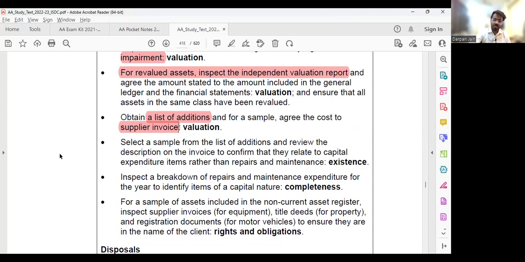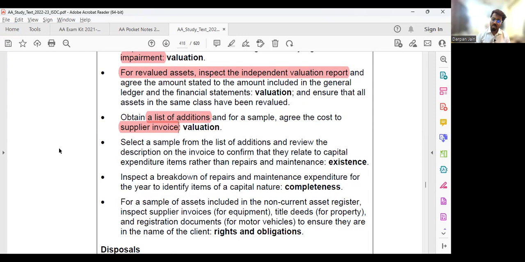Next, select a sample from the list of additions and review the description to confirm that they relate to capital expenditure and not repairs and maintenance. The additions to fixed assets which were made during the year, select a sample of them and see the description of those assets on the invoice to make sure that they are capital expenditure only and not repairs and maintenance. Because if something is repairs and maintenance, that should not be included in the fixed assets value, right?